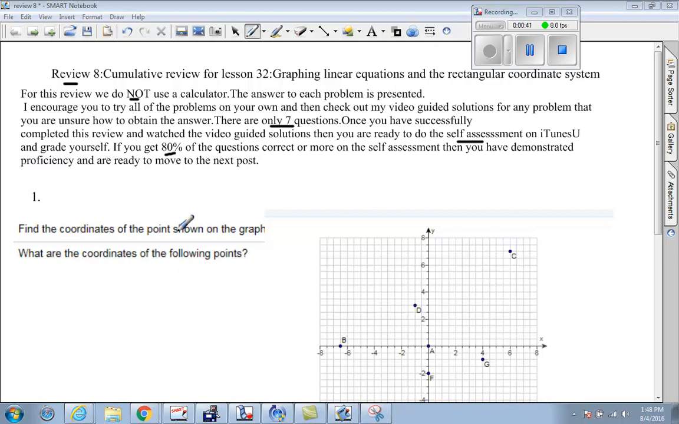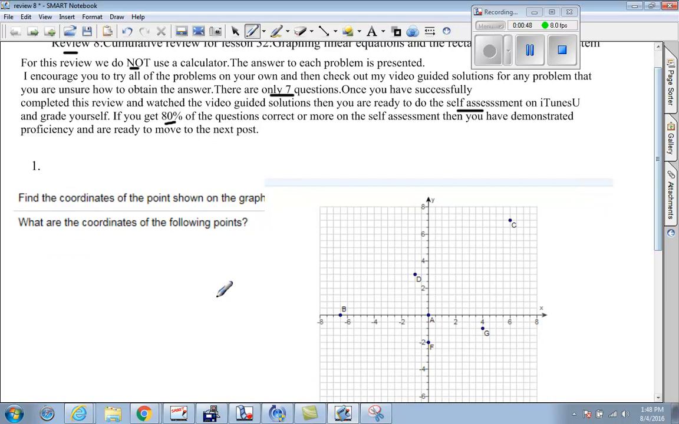Find the coordinates of the points shown on the graph over here and list them. All right, well, let's just talk about why they are what they are. So keyword coordinate. Coordinates are of the form x comma y. Let's take a look at point A. Point A is located right here at the origin. So I'm just going to talk you through it. We know that the origin is 0, 0 in terms of its x and y coordinate.